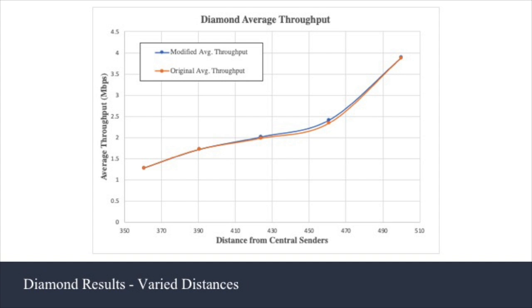Starting off simply, this is a demonstration of the average throughput achieved for our modified protocol compared to the original protocol. You can see that the average throughput is getting plotted against the distance between central senders. And so in this experiment, we kept the two top and bottom central senders constant and then varied the distance of the left and rightmost senders in relation to those top and bottom senders. And you can see that we essentially matched the original protocol performance and slightly outperformed it in some instances.